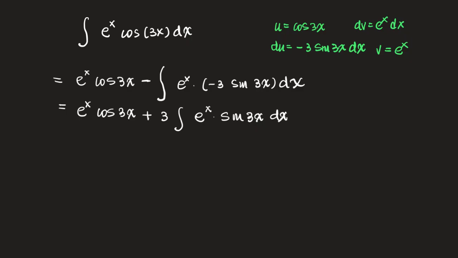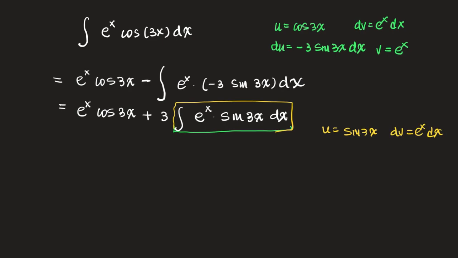Let's do integration by parts one more time on this function, right? I'm gonna put the yellow. Let's do this yellow part, guys. Okay? So this one is u gonna be sine 3x, dv gonna be e to the x dx, du gonna be 3 cosine 3x dx, v gonna be e to the x.